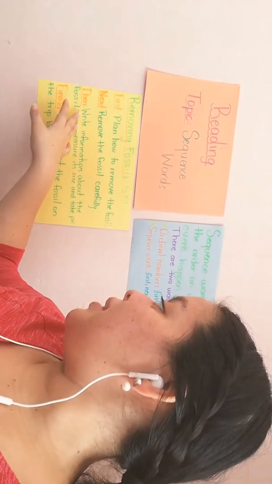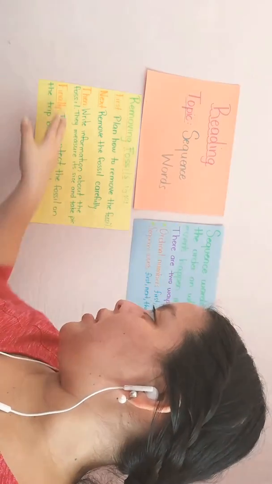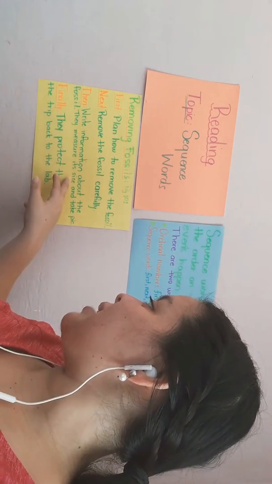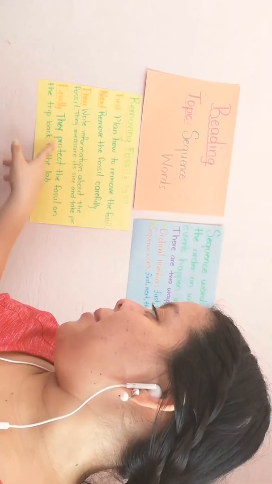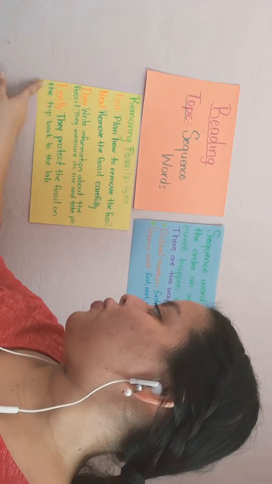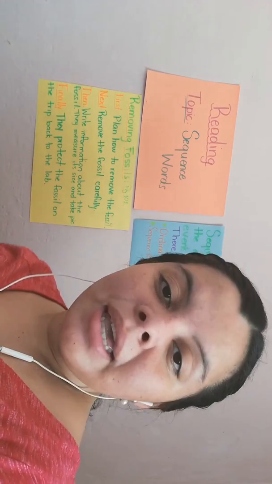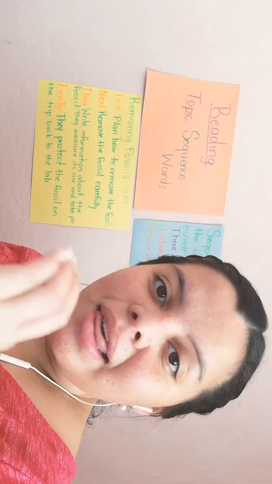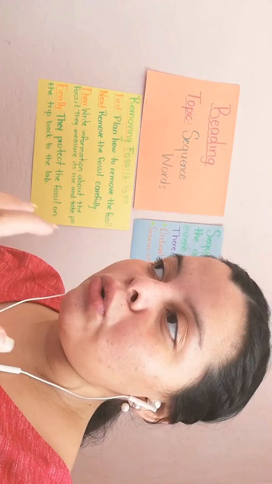Then they write information about the fossil. They measure its size and they take pictures of how the fossil originally looked. And finally, they protect the fossil on the trip back to the lab. They must take these fossils to a laboratory in order to identify the parts and in order to clean them correctly.